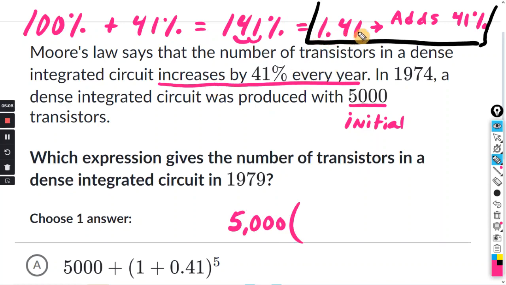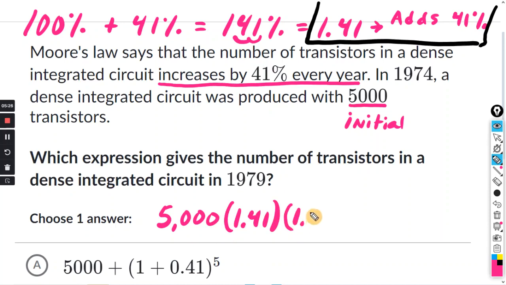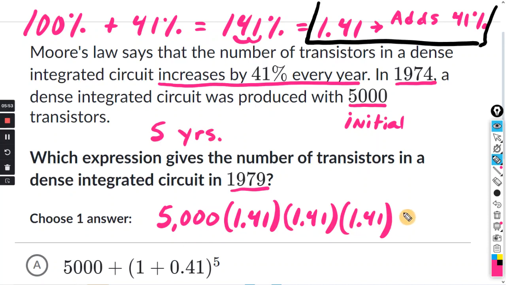So each year. The first year, let me move this over, I'm not going to have the room. The first year, it's times 1.41. That adds 41%. Then the second year, whatever this number is, you take that number and multiply it by 1.41. And then the third year, you take that number, whatever it is, and multiply it by 1.41. And you keep going. It said we started in 1974 and we ended in 1979, so that's going to be 5 years. So we have to do the 1.41 5 times. That's for the 4th year, and that's for the 5th year.